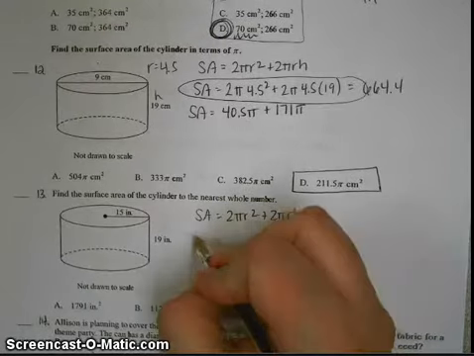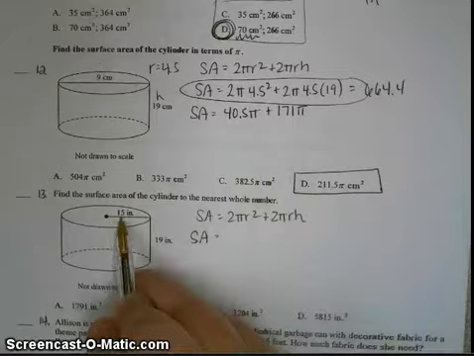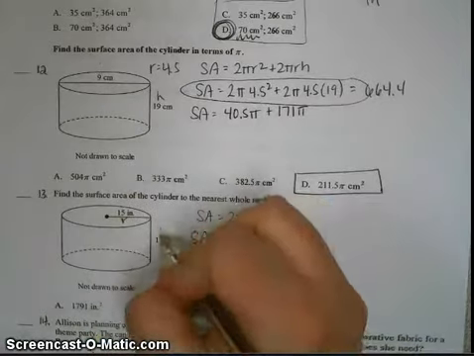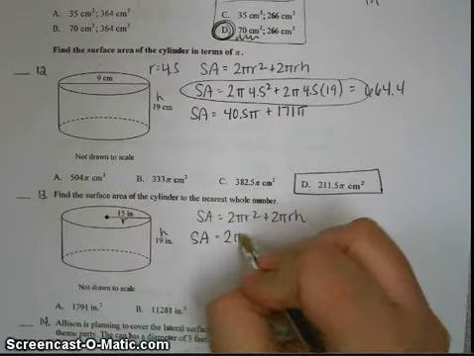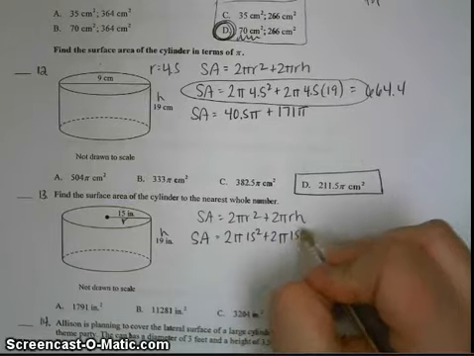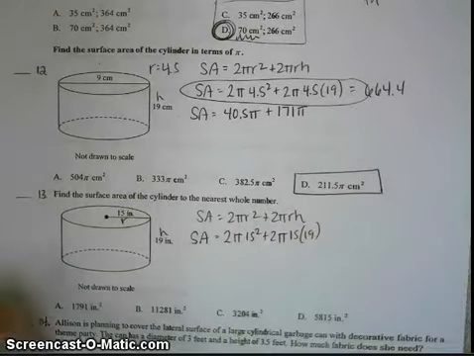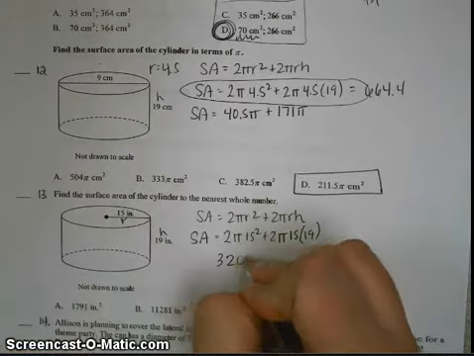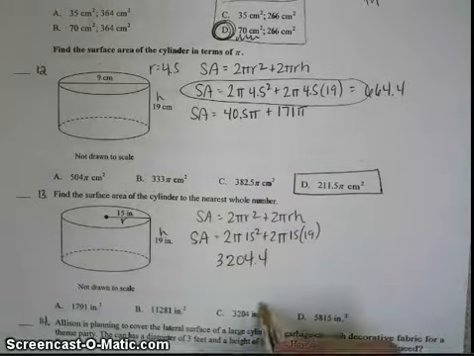Number 13, find the surface area of the cylinder to the nearest whole number. So same problem. My radius is 15, my height is 19. So we just plug it in. 2 pi 15 squared, plus 2 pi, 15 times 19. And we get 3204.4. So C.